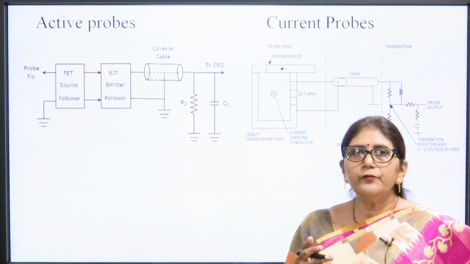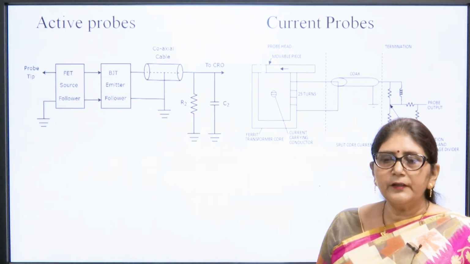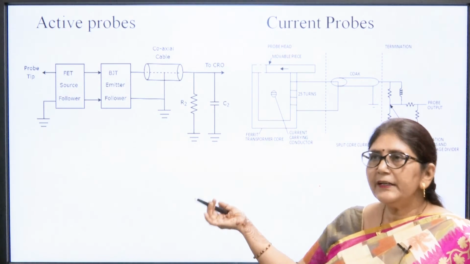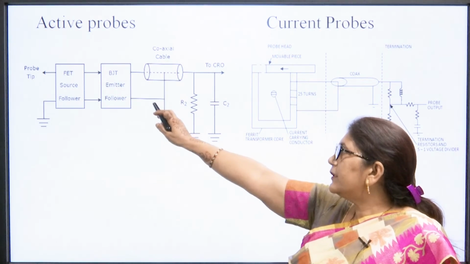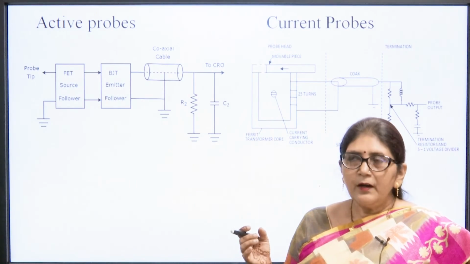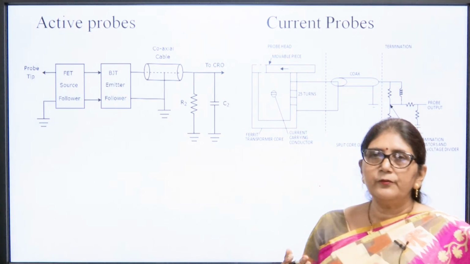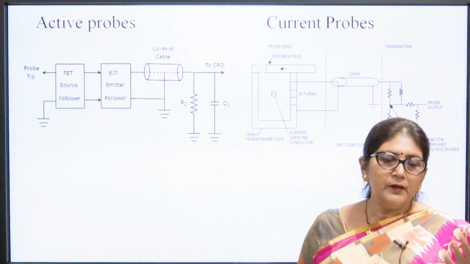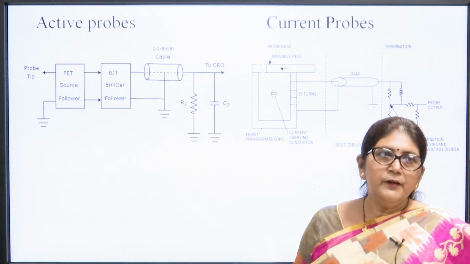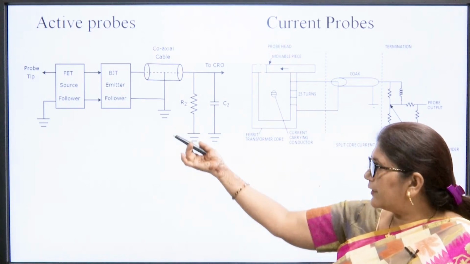In the active probe we are using the BJT emitter follower. We know the emitter follower circuit has the property that its input resistance is very high, output resistance is very low and the gain is 1. The BJT emitter follower basically offers a resistance of at least up to 1 mega ohm. And if we need a higher value of resistance, so that our instrument will not affect the measuring circuit, then we need a FET source follower. FET source follower also offers more than 10 mega ohm resistance.